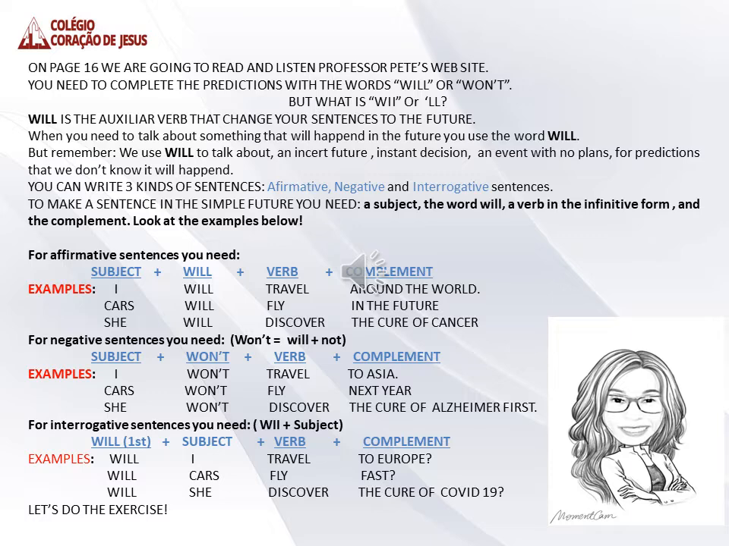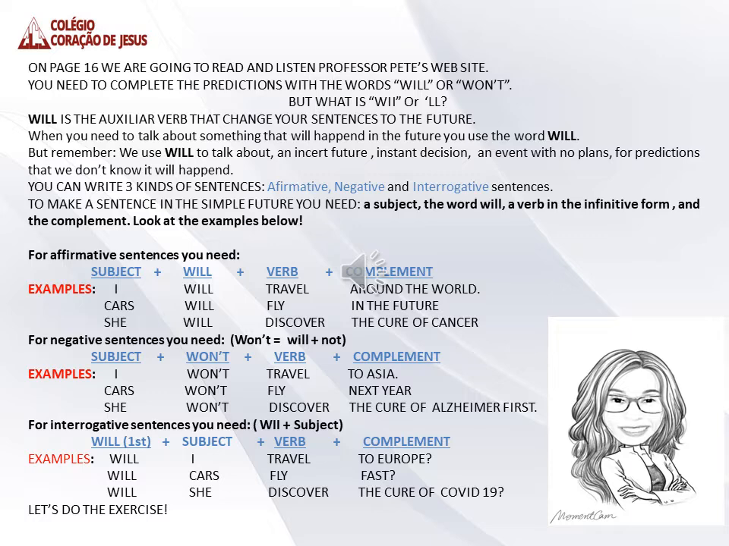But what is will? Will is the auxiliary verb that changes your sentence to the future. When you need to talk about something that will happen in the future, you will use the word will. But remember, we use will to talk about an instant decision, an event with no plans for, predictions that we don't know will happen.